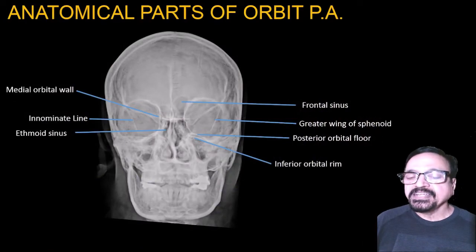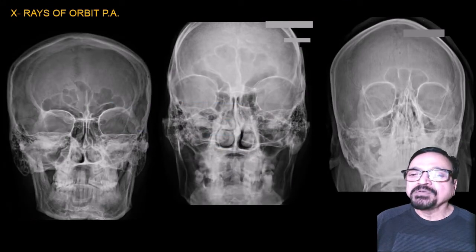Now what we see here are the medial orbital wall, innominate line, ethmoid sinuses, frontal sinus. Here it is hypoplastic but it is seen. Then greater wing of sphenoid, posterior orbital floor and inferior orbital rim. These are the structures that are seen, and it is excellent because there is no interposition of the petrous in the orbit. All the orbit is seen clear of the petrous. Now here I am showing you different projections. Now you can tell me which is the correct one and which is over exaggerated. The correct I have shown you.